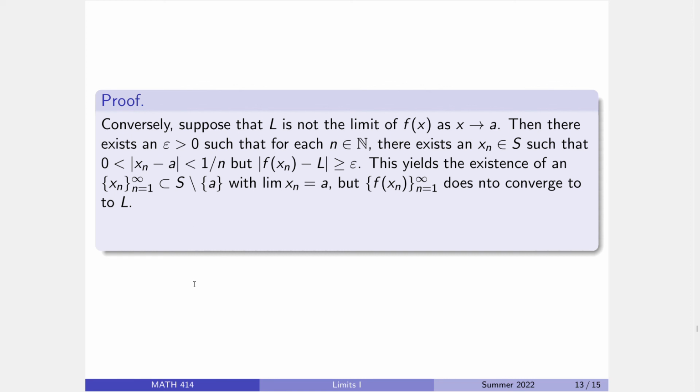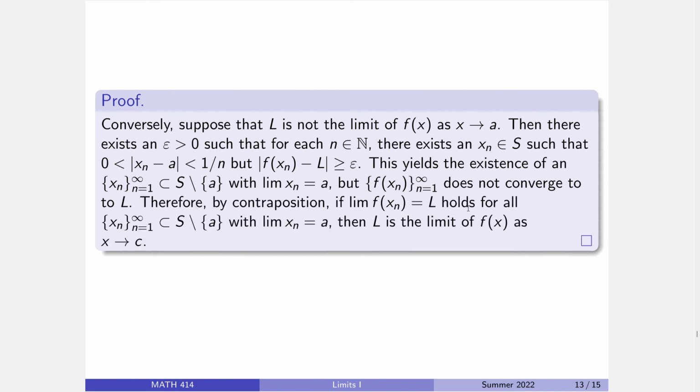Where's the does not? Okay, there it is. Does not converge. Right. For if the sequence did converge, then that means at some point f of x sub n must get within epsilon of L, but it's always strictly greater than epsilon. So by contraposition, if the limit does work for any sequence, then the limit has to actually equal f of x as x goes to a. Why is there a c? It's not even close to a. These little goofy things here.